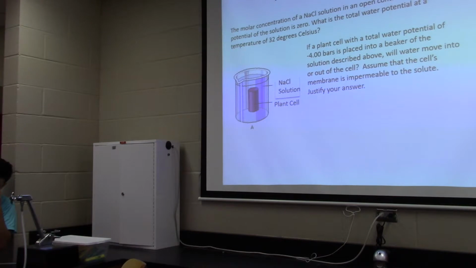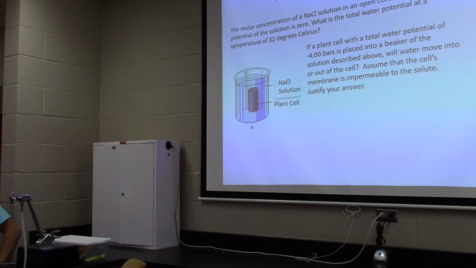It works. But our equation is the total water potential is equal to, what's the psi s? Solute potential plus psi p. What's the p? Pressure potential. So the total water potential is made up of both solute potential and pressure potential. So let's look at this problem.